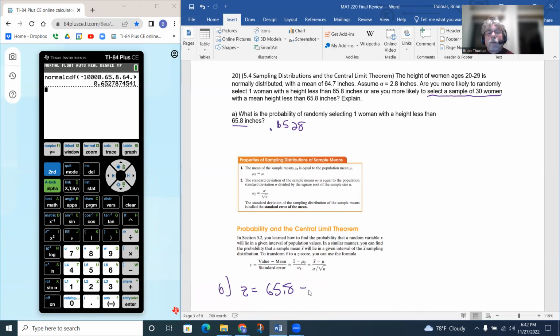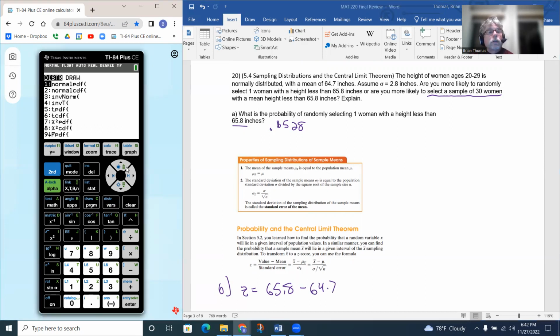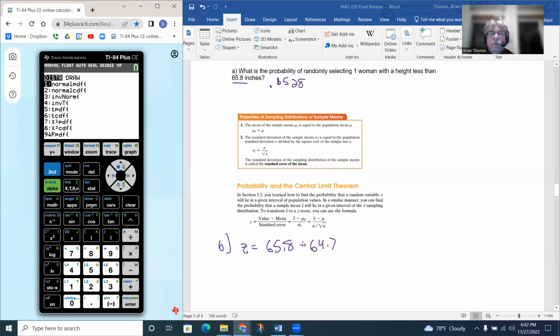Minus the population mean, which was the 67. Better double check, make sure I used the right population a minute ago. For the second distribution, I used the wrong one there. I should have been using the 64.7. Okay, so that's where the 64.7 went in there. Making sure we use the right formula there.